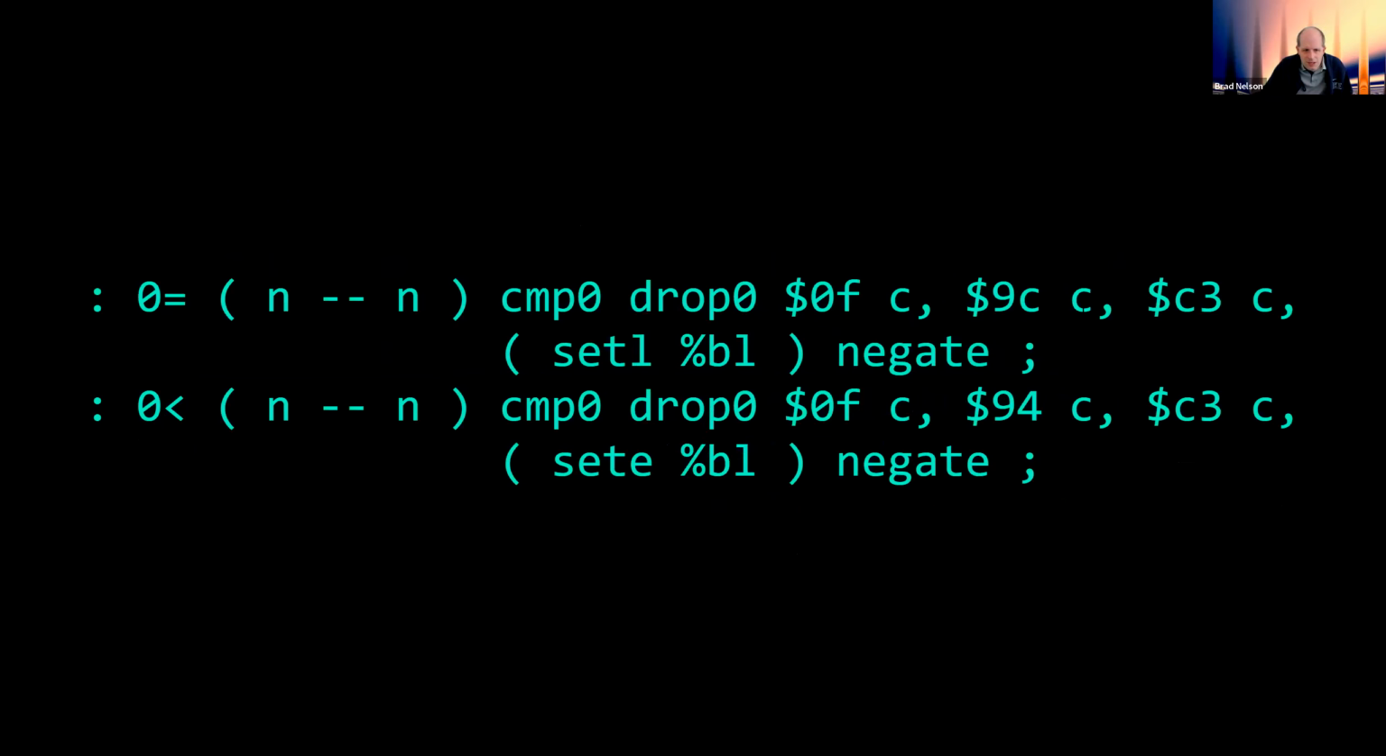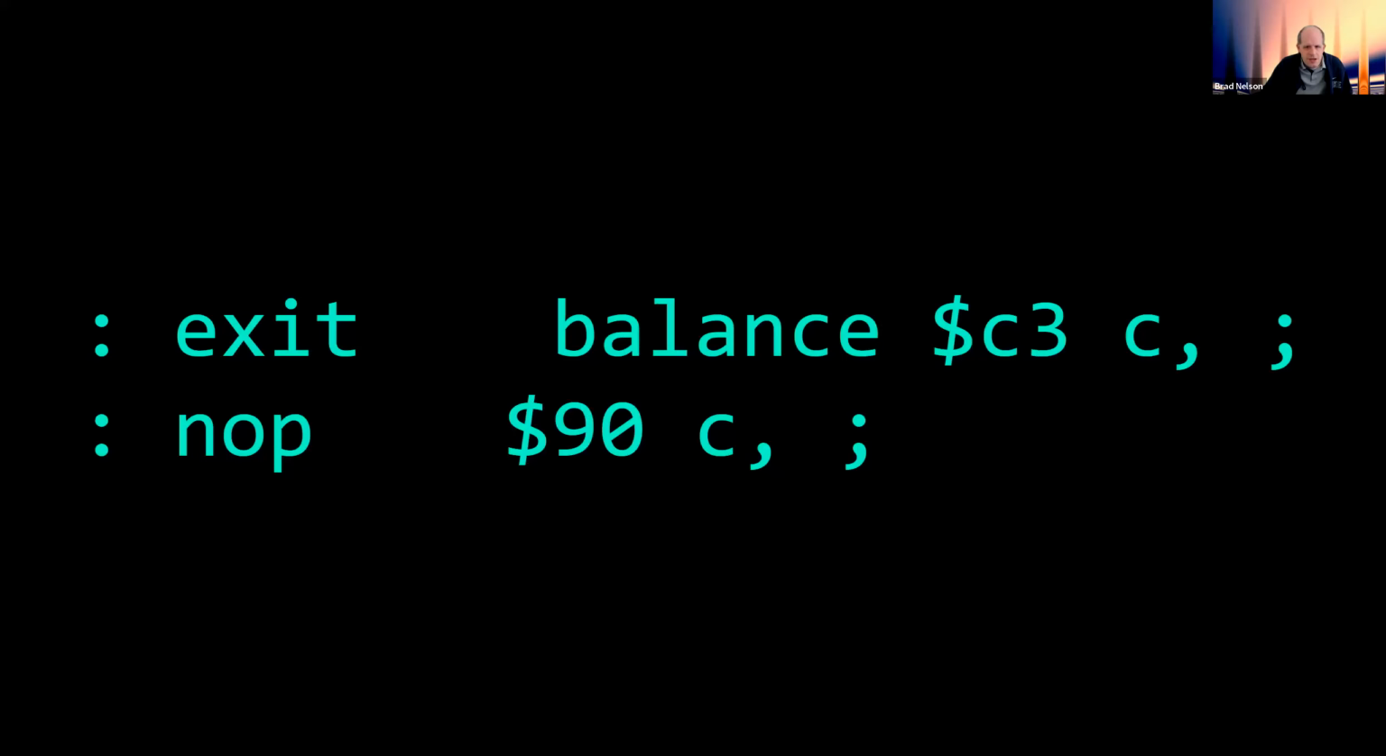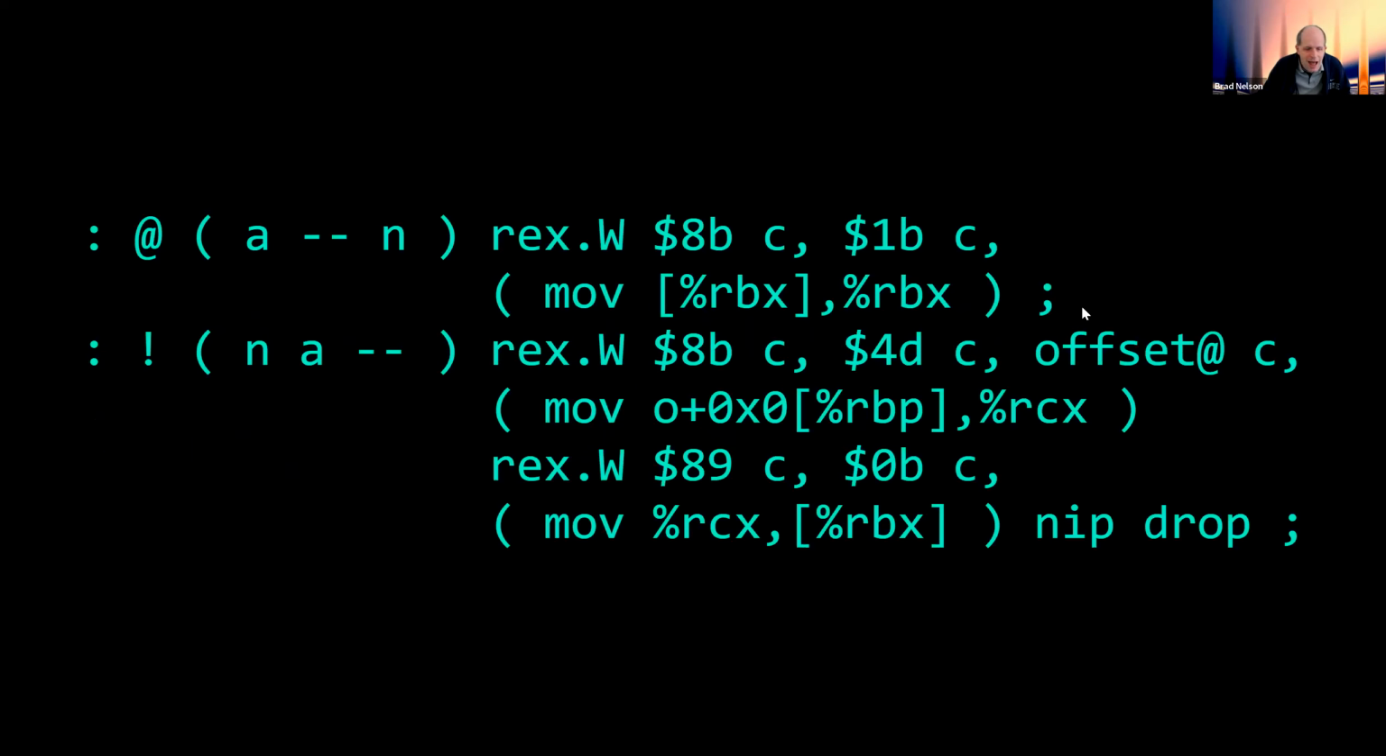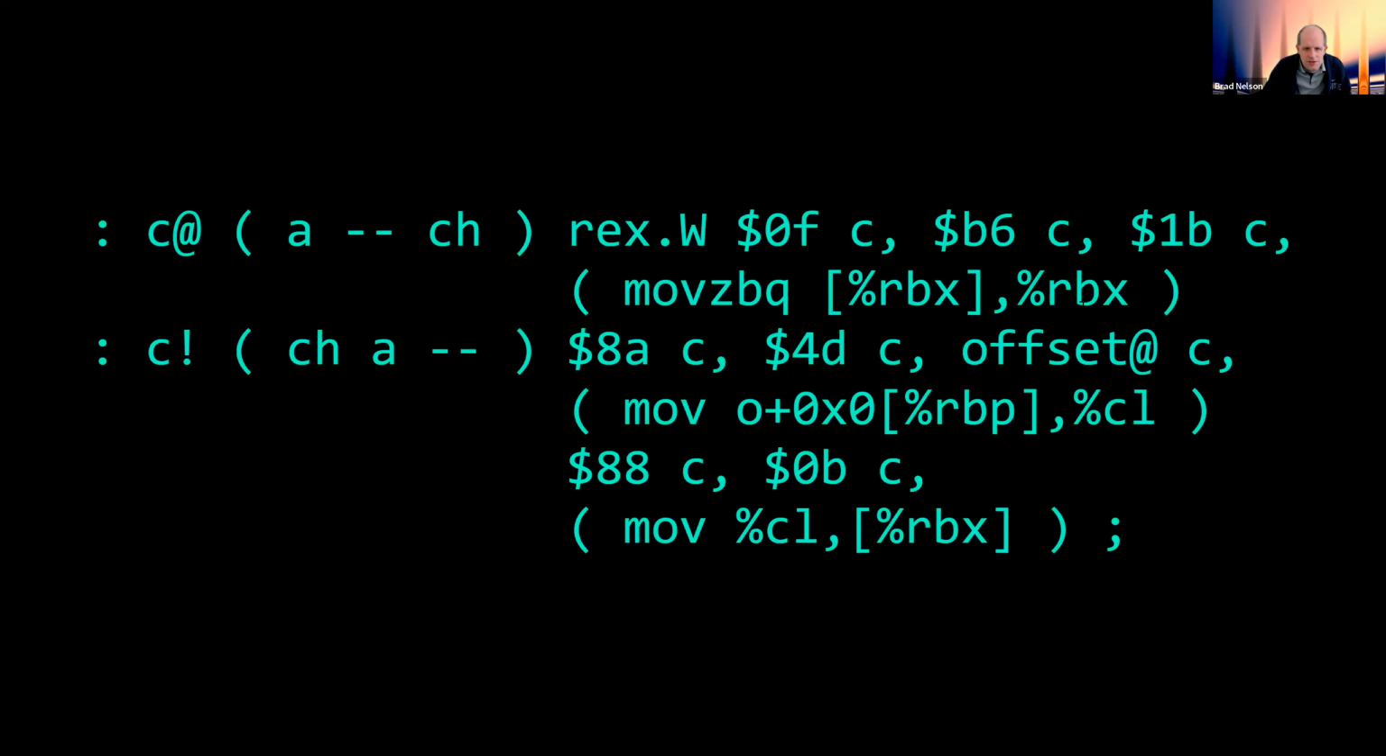And then I've got the core comparison operations, and then exit. Here's an example where I'm balancing the stack. If I'm going to return from the current word, I want to make sure that I've now actually adjusted RBP. And so that's where I'll use that balance word to reset things back. And then a NOP operation, here's at and store. And again, each of these is saving that one instruction. Same thing with c-at and c-store.